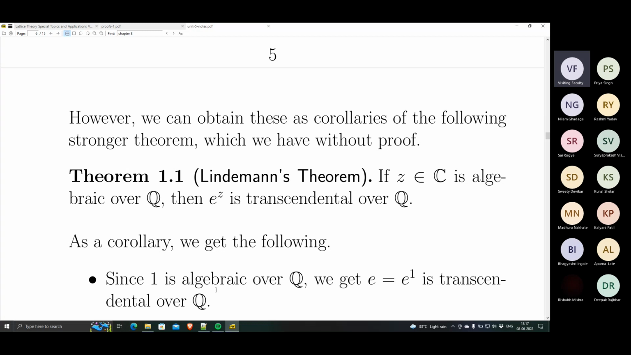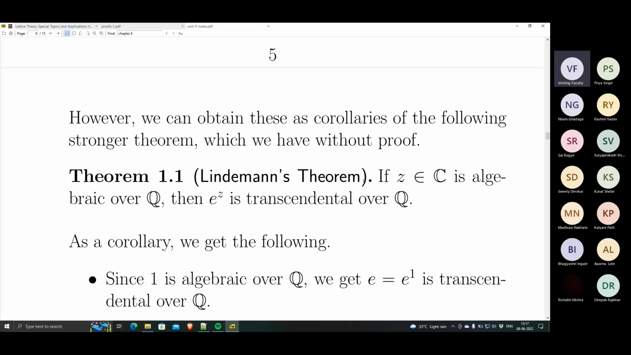Now, what about pi? Pi is a slightly more difficult proof, even after using Lindemann's theorem. So pay careful attention to this. This will be the last part of today's lecture. It will take some 10 to 15 minutes to complete. Okay, so pay attention now. We will now show that pi is transcendental over Q by using Lindemann's theorem.